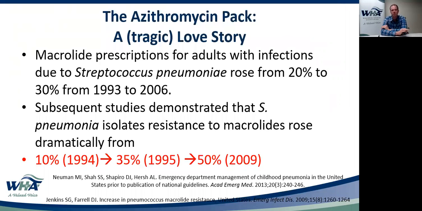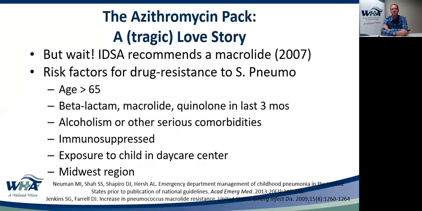Now, the resistance rates just totally track the prescription use. That makes a lot of sense. That actually supports our theory here that as we overuse these drugs, our resistance rates go up. So in 1994, the resistance to strep pneumo for azithromycin was 10%. In 1995, it was 35%, just 1 year later. Fast forward to 2009, and half of all strep pneumo was resistant to macrolides, to azithromycin, okay? And these numbers are particularly true in the upper Midwest. So we're north of 50% resistance to azithromycin in the Midwest. So in my mind, this is a useless drug. We have trashed azithromycin for community-acquired pneumonia.